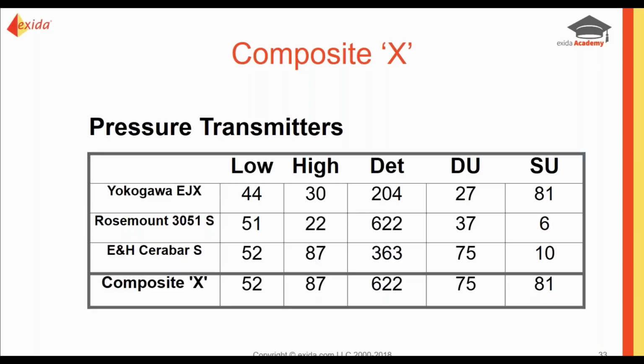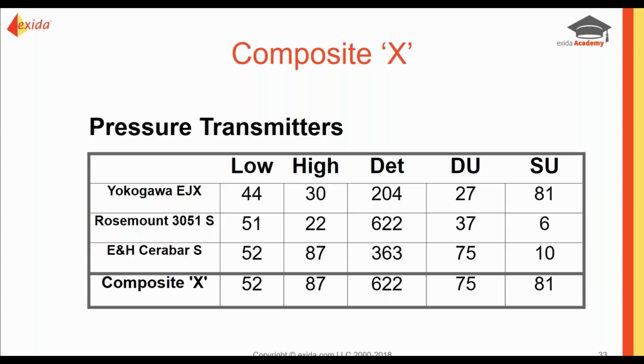Now you can take this composite, the 52, 87, 622, 75, and 81, and enter your own data into exSILentia and put that into your sensor for your SIL verification. Now, before I show you what that looks like in exSILentia, first thing to notice is if you ever want your composite to be lower, you just simply eliminate something that is the highest in that category.